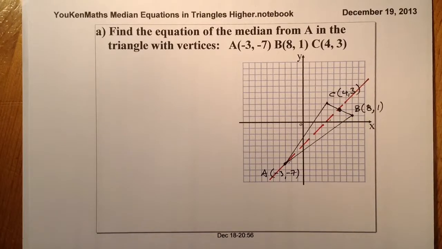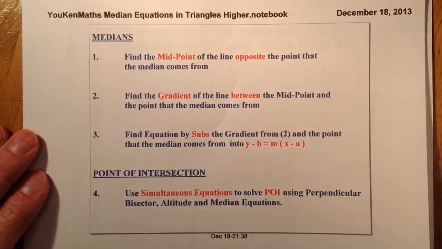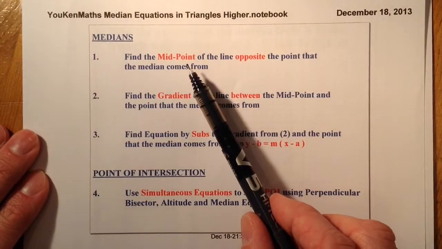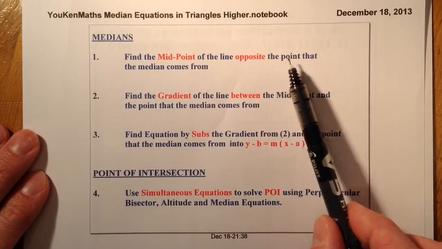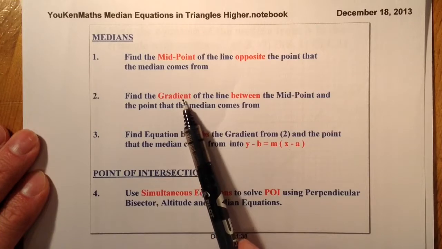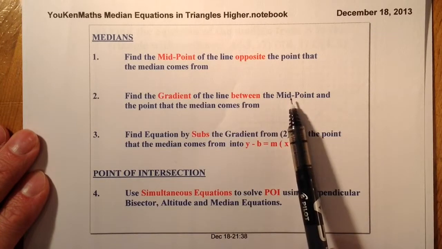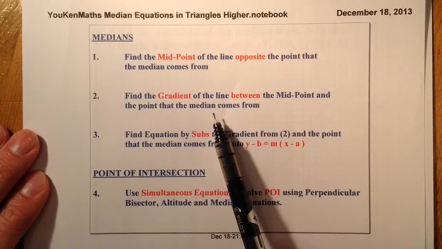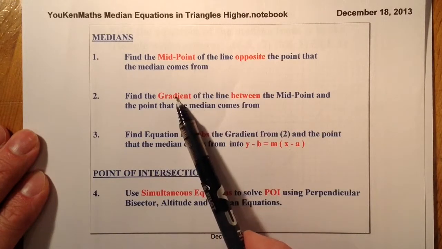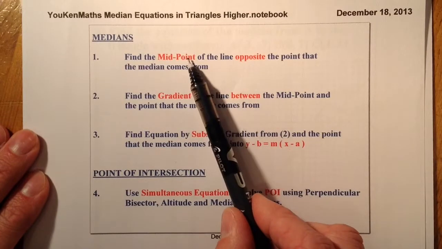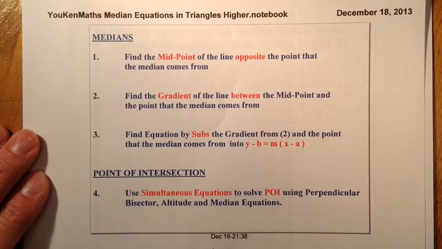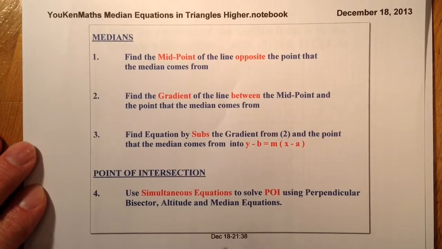Right, let's see how we're going to go about it. What we're going to do first of all, similar to what I was doing on the diagram, is find the midpoint of the line opposite the point that the median comes from. We're then going to look at the gradient between that midpoint and the point where the median's coming from. And then we're going to substitute the gradient, and we can either use the midpoint or the point that the median comes from, into the equation of a straight line. That would be the three-step process that we'll follow.